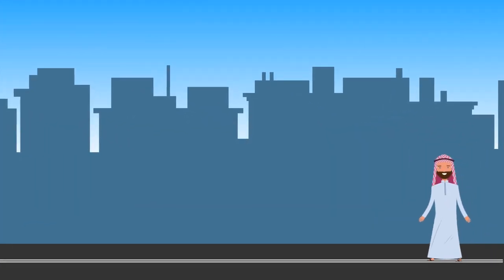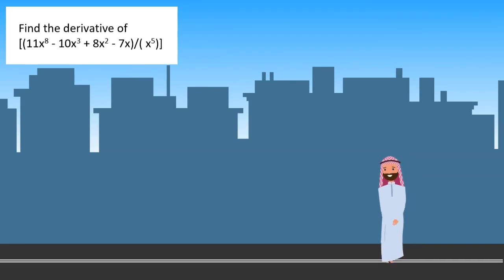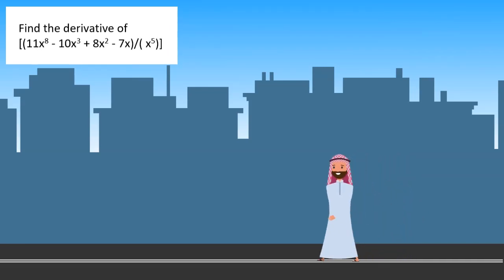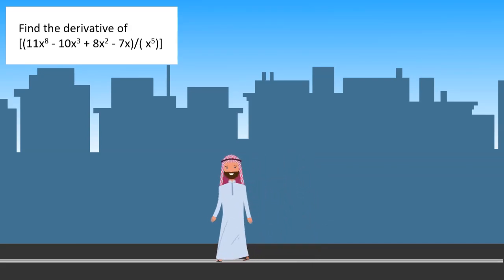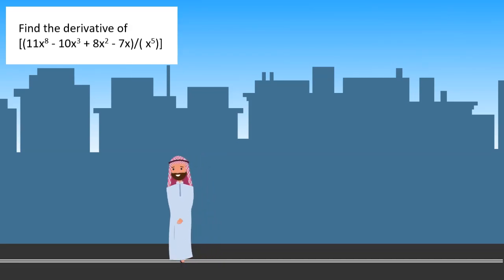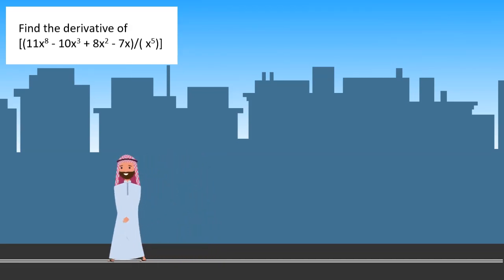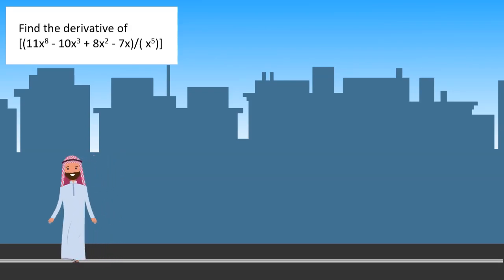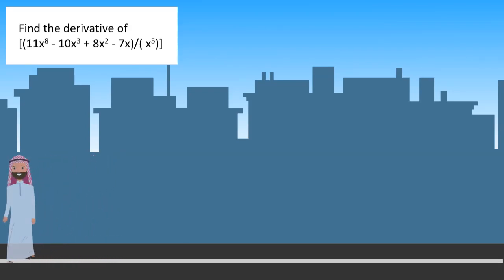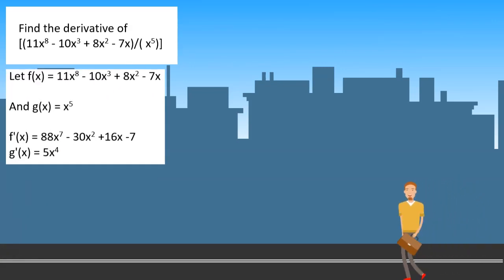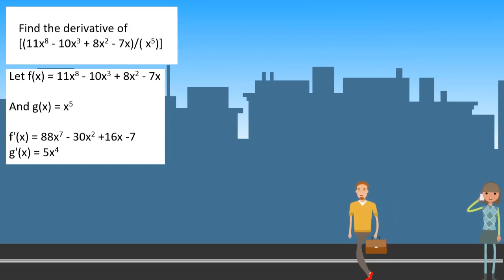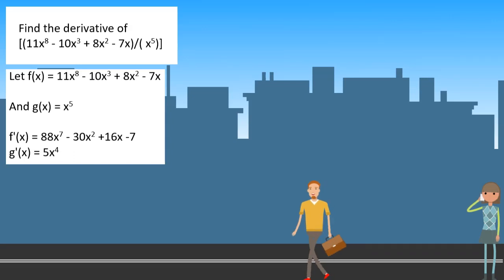So for our next problem, this was given to us by one of our followers. We have: find the derivative of 11x raised to 8 minus 10x cubed plus 8x squared minus 7x all over x raised to 5. So our first goal is to identify which is our f of x and g of x, and find the derivatives of each of them. So the derivative of f of x is 88x^7 minus 30x squared plus 16x minus 7, and the derivative of g of x here is 5x raised to 4.